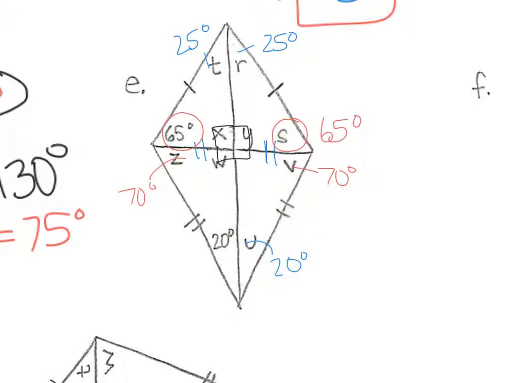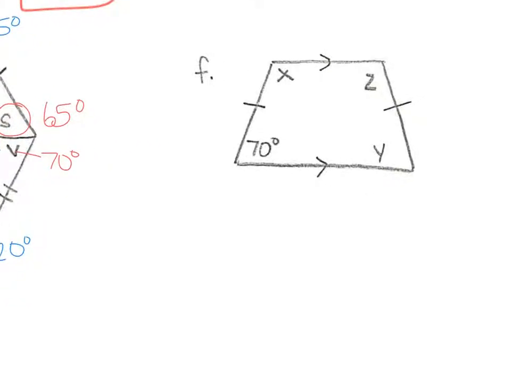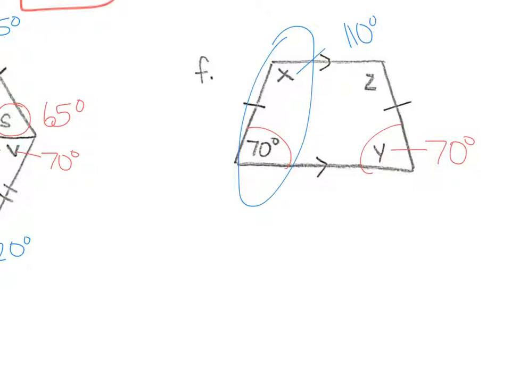And then letter F, you have an isosceles trapezoid. So in an isosceles trapezoid, the base angles are congruent. So this has to be 70 degrees. Also, these two angles have to add up to 180. So this one has to be 110, and then this one is 110 as well.